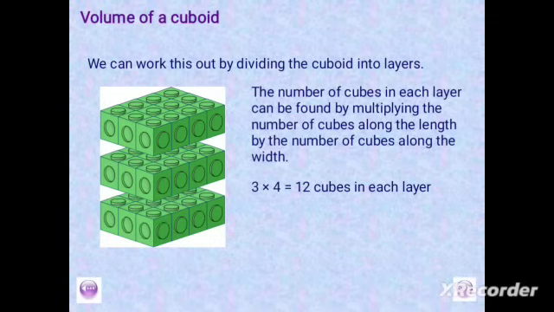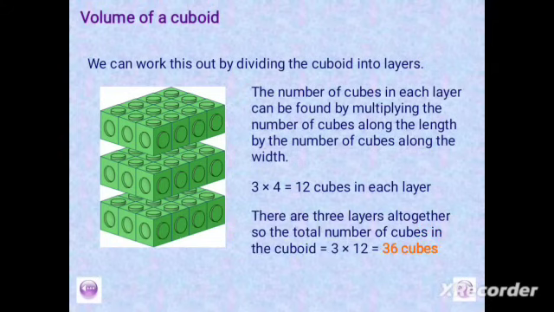And so along the length we have 3. So we have 3 times 4. That will give us 12 cubes in each layer. And therefore, we find out that there are 3 layers altogether. So the total number of cubes in the cuboid is 3 times 12, that gives us 36 cubes.